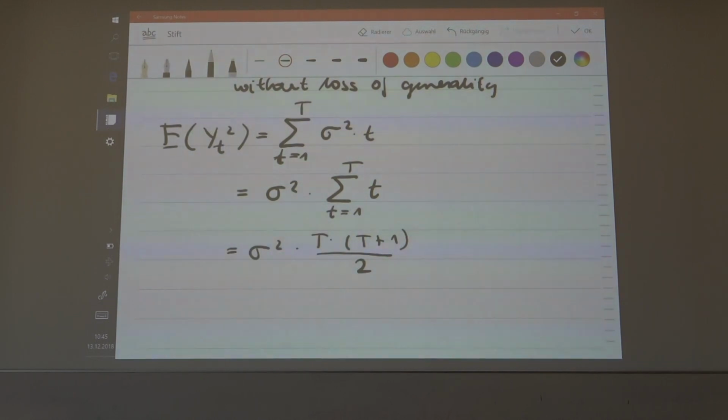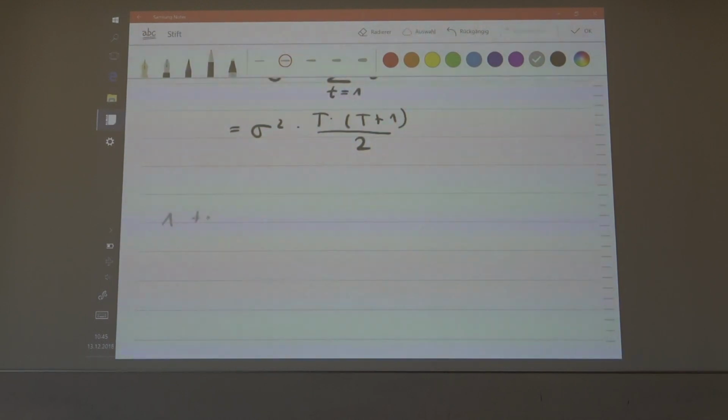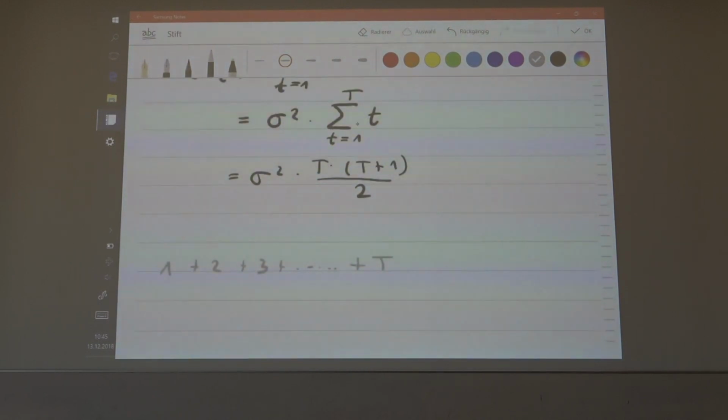You remember this formula? I mean, you do, but what about the rest? No, you don't? Let me just illustrate how it works. So here: 1 plus 2 plus 3 plus and so on, plus capital T. This is the sum that we have here.